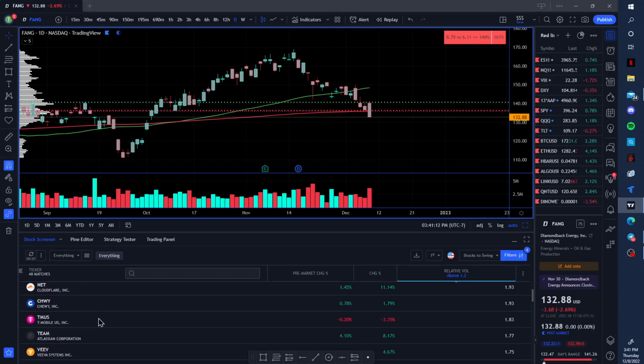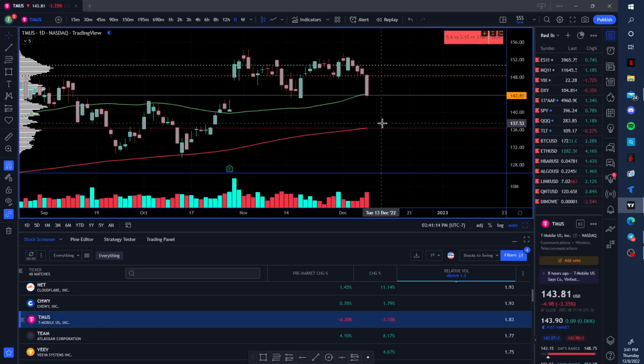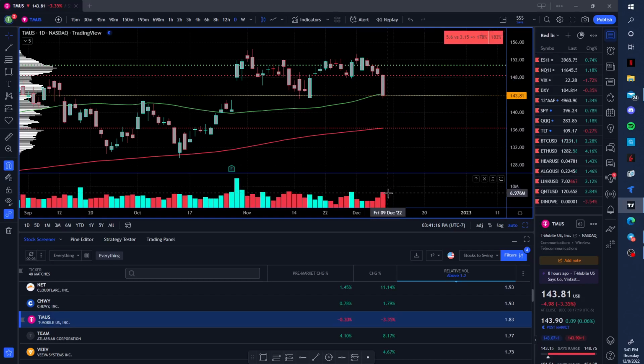Let's go to T-Mobile. T-Mobile, massive drop on super high volume. This could possibly break the lows here. We're coming into a support area on really strong volume. So this is something that you could have taken as well.